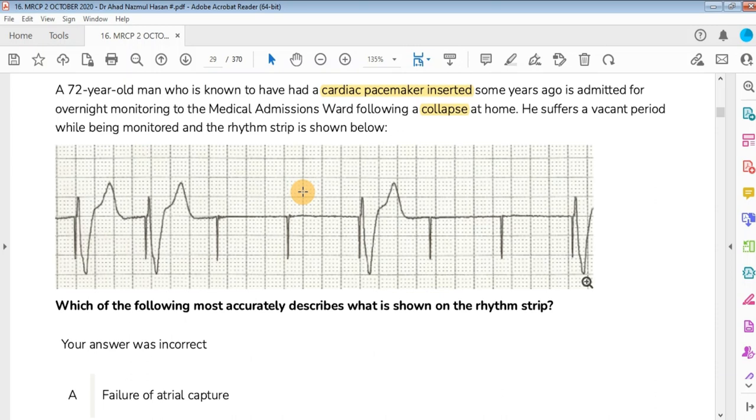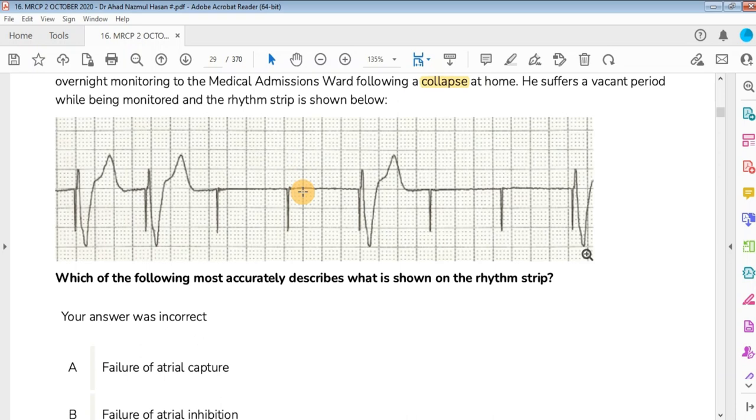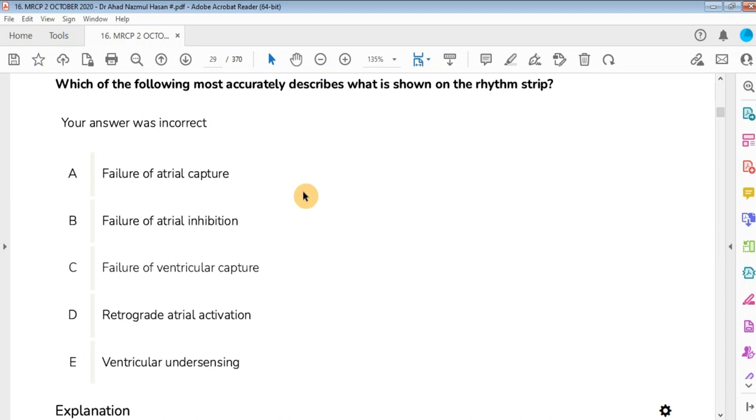A 72-year-old man who is known to have a cardiac pacemaker inserted some years ago is admitted for overnight monitoring to the medical admissions ward following a collapse at home. He suffers a vacant period while being monitored, and the rhythm strip is shown below. Which of the following most accurately describes what is shown in the rhythm strip? Failure of atrial capture, failure of atrial inhibition, failure of ventricular capture, retrograde atrial activation, and ventricular undersensing.